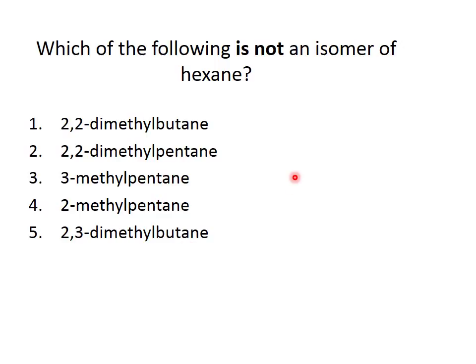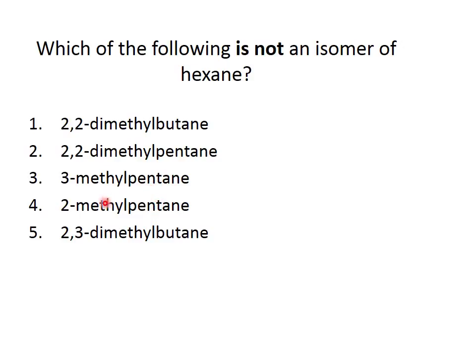Which of the following is not an isomer of hexane? Okay, hexane is C6H14. So now what I do is I have to find something with 6 carbons. This is 4 plus 2, so this could be. This is 5 plus 2. That's not an isomer with hexane. This is 5 plus 1 carbon. That's 6 carbons. So that is an isomer of hexane.